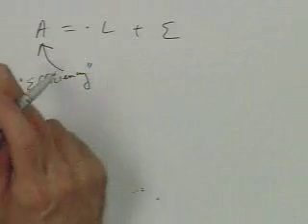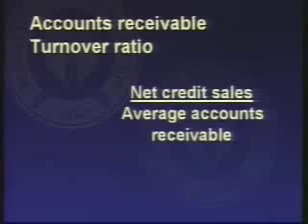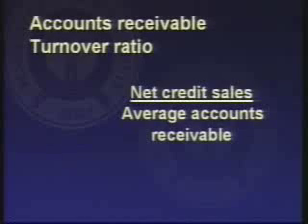The first activity ratio, if we go to the computer screen, please, is the accounts receivable turnover, which simply is net credit sales divided by average accounts receivable. Higher is better, true or false?